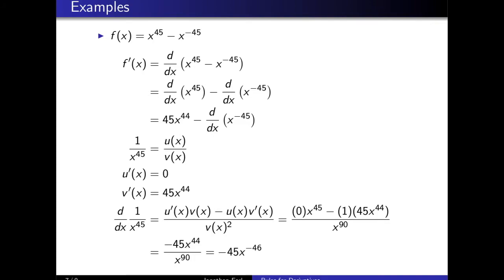So u prime is 0, v prime is 45x to the 44. If we want to find our derivative of 1 over x to the 45, we use our quotient rule. And when we do that, what we see is, hey, it's exactly what we would expect if we just naively applied the power rule. So we would take the power minus 45, multiply it out in front, and subtract 1 from the power. So you would get minus 45 x to the minus 46, which is exactly what we get here.